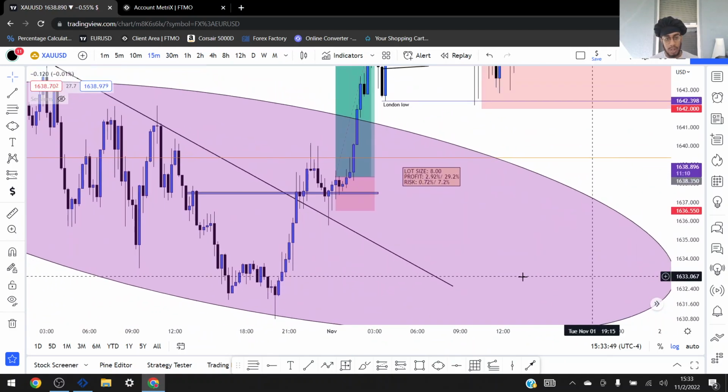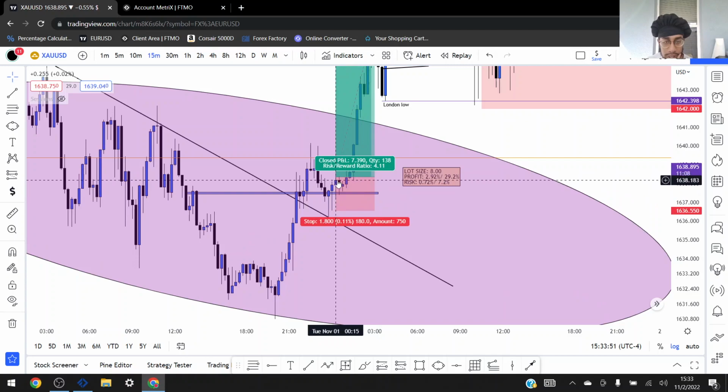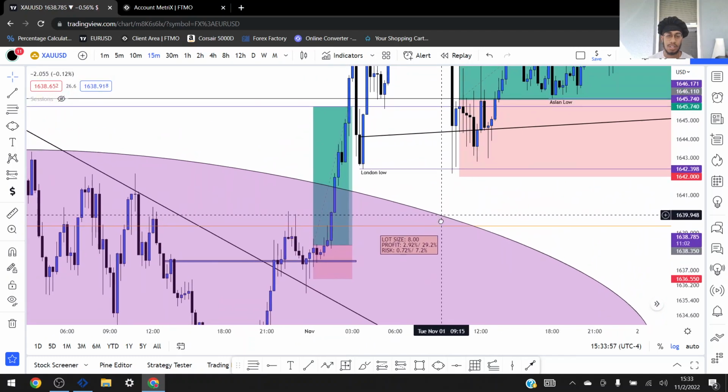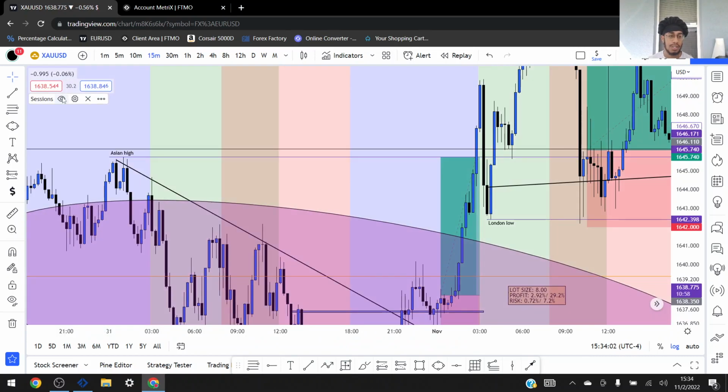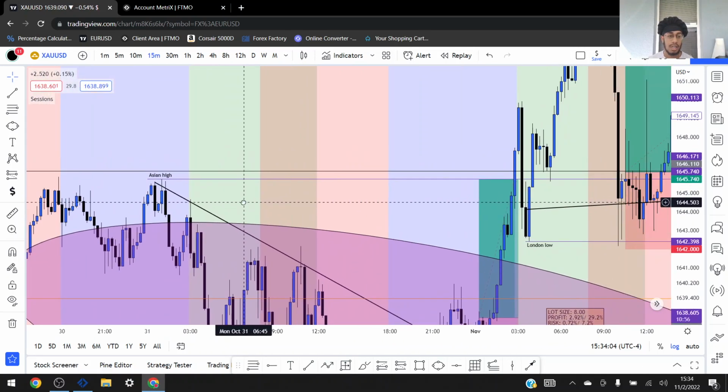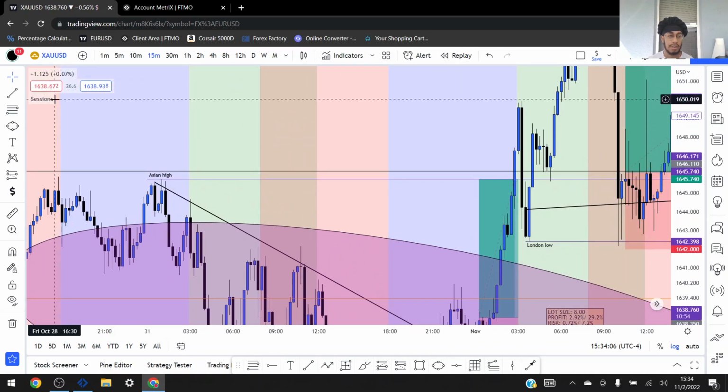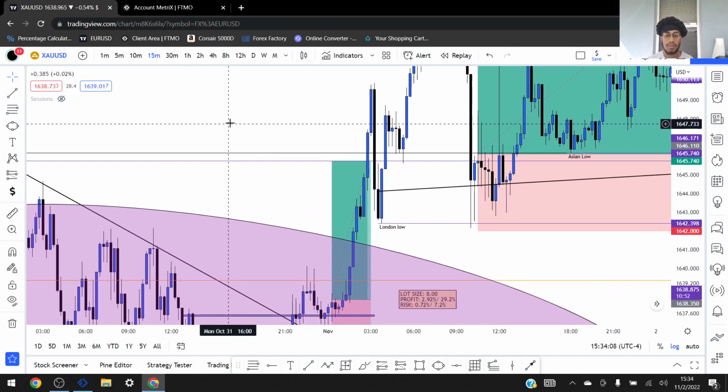I got in once it broke. I think I got in on this candle right here, and then I put my stop right below the previous candle on the 15 minute. And it just rose all the way to the top. I put my TP at Asian highs, so you can see this is Asian highs. And yeah, it hit it very nicely, and that was the first trade.